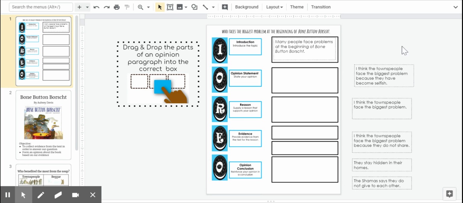Next, we have to read through here and look for the opinion statements. The opinion statement at the beginning and the opinion statement at the end or conclusion will sound similar. Then remember, we'll need 2 pieces of evidence here from the text, and we're going to be looking for a reason using the word because.